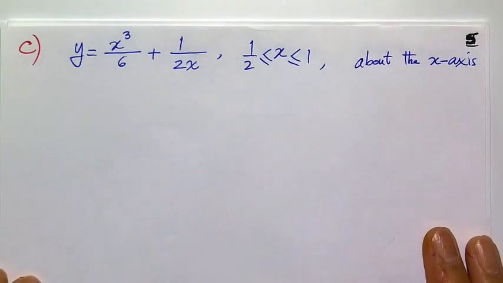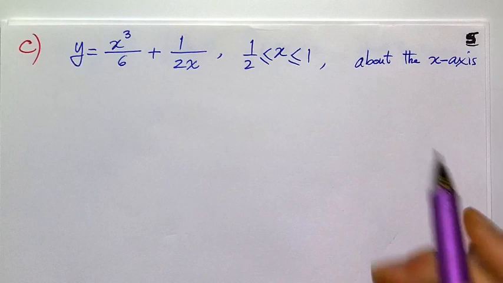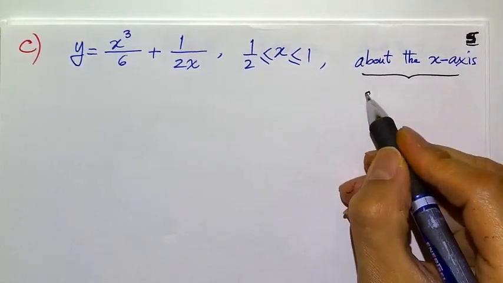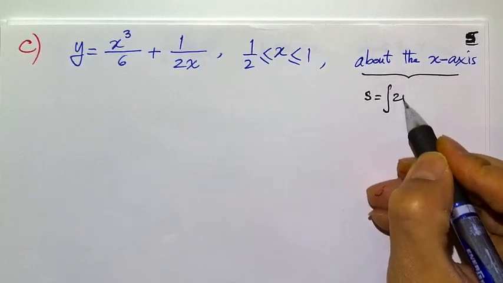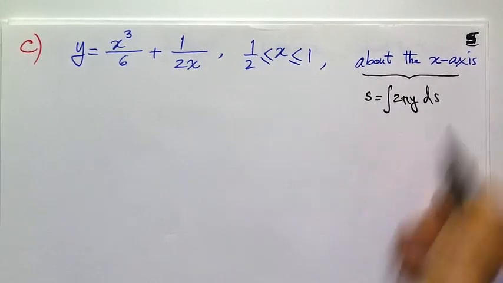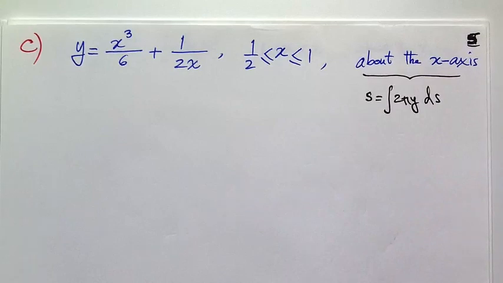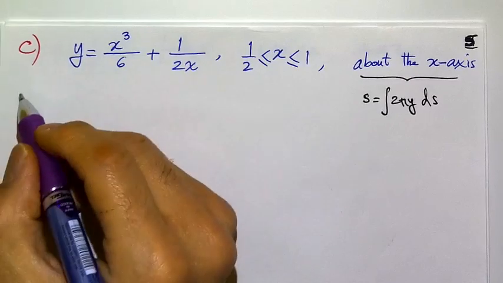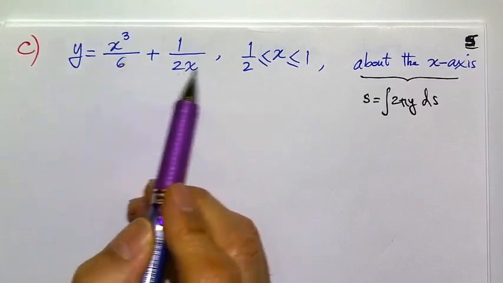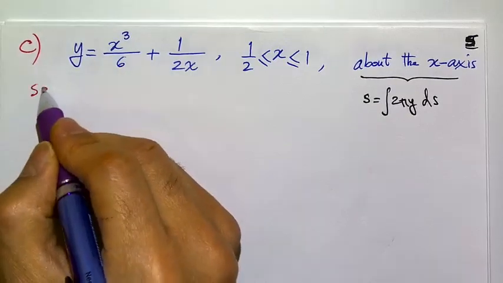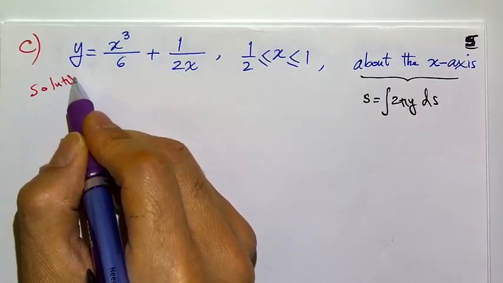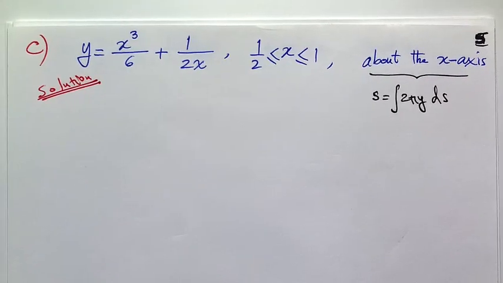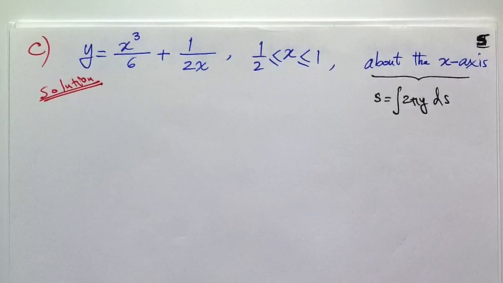All right, so in this example, once again we have rotation about the y-axis. So immediately we know that we have to use this version of the integral, 2 pi y ds. And so let's start with that. So the first thing is just take the derivative of this. Again, I hope you're pausing before you're seeing my solution. So please take 15-20 minutes to solve this on your own.